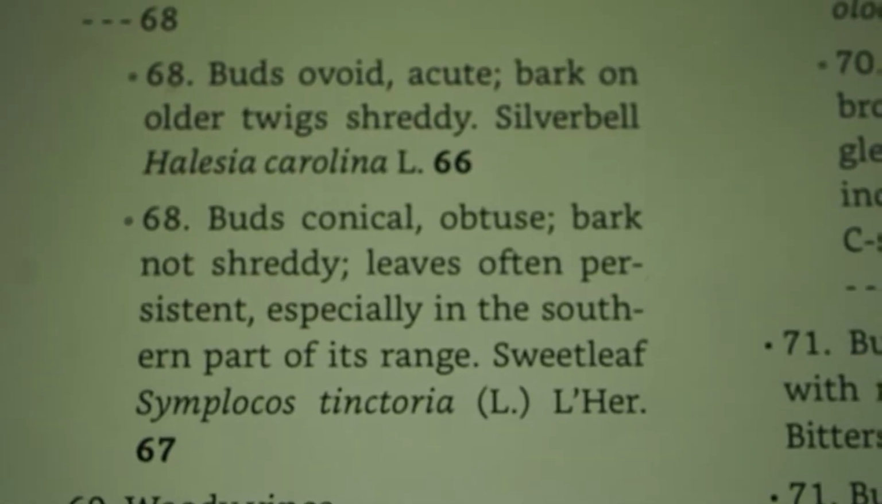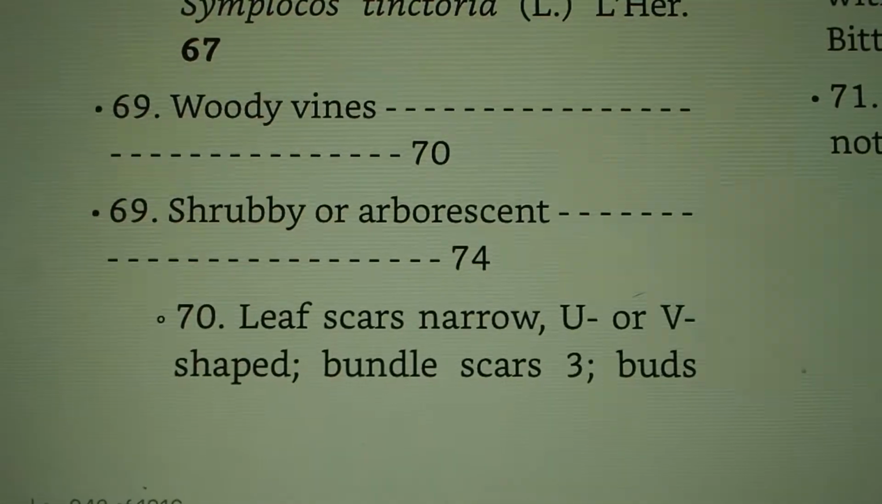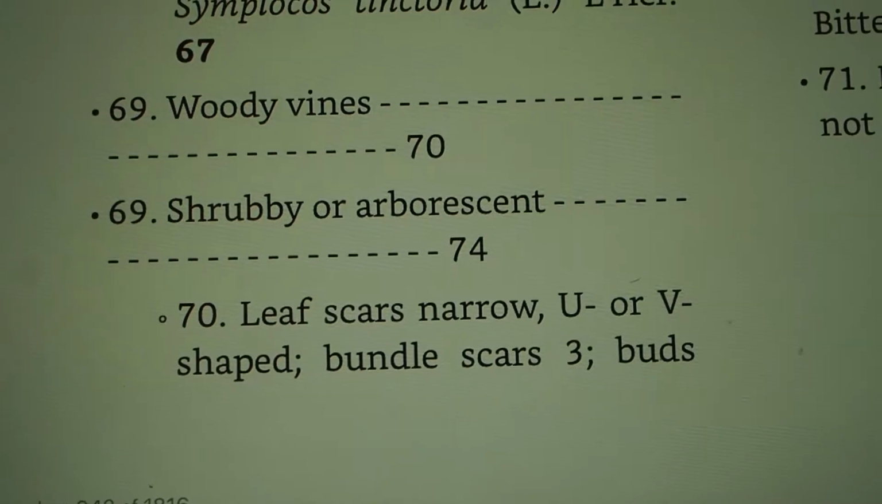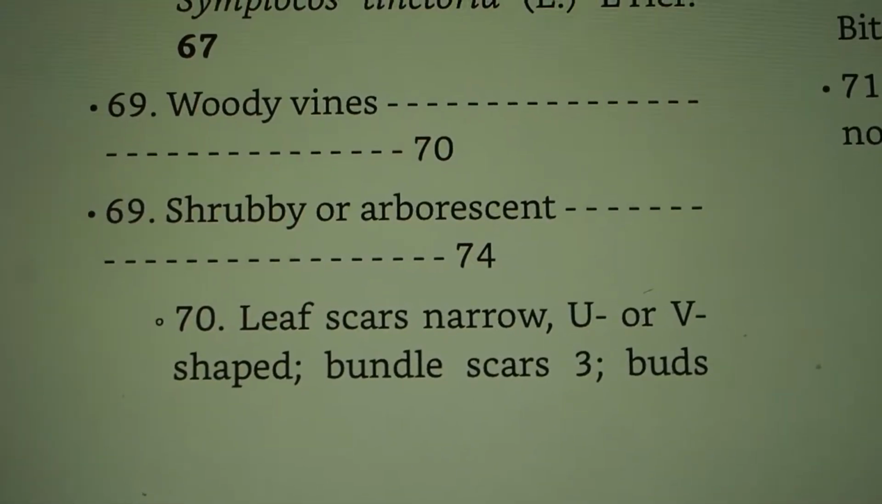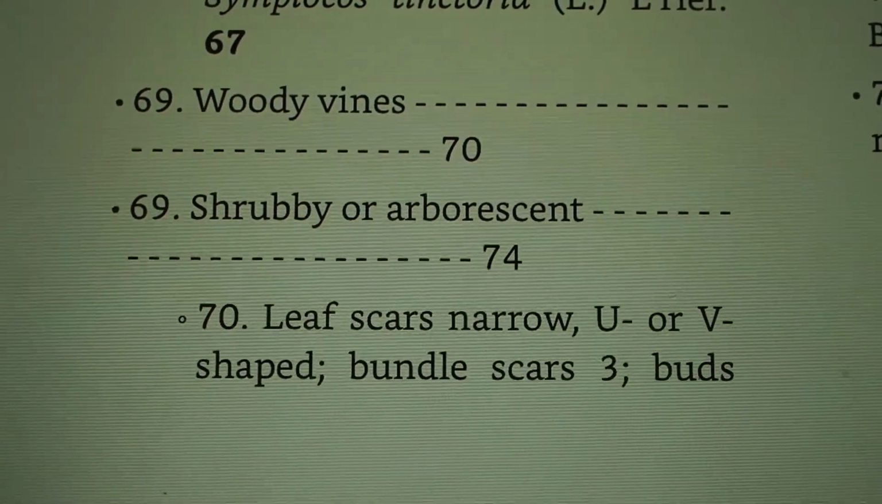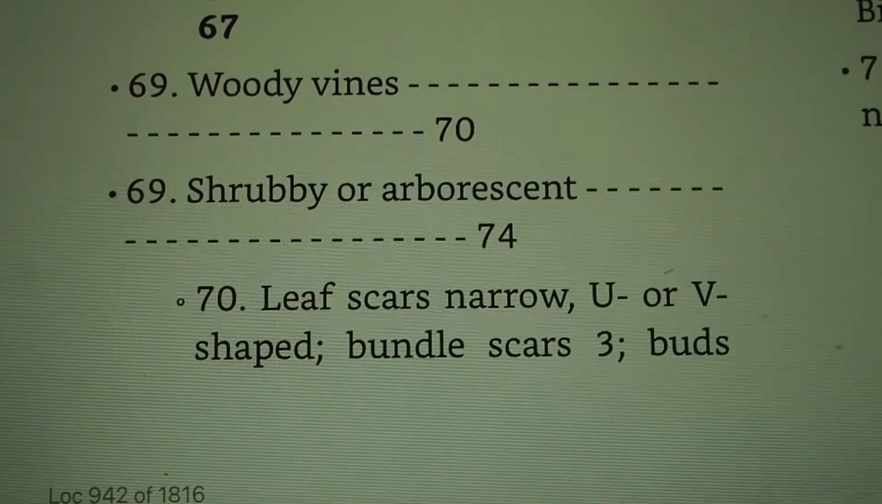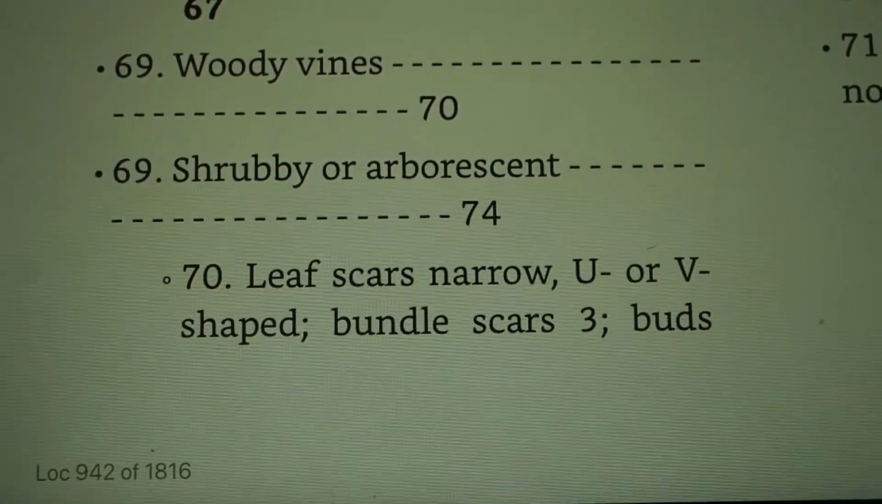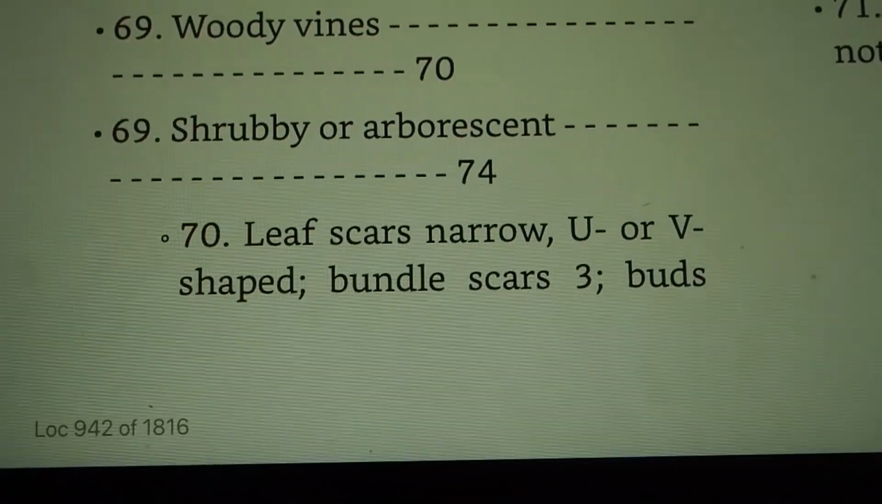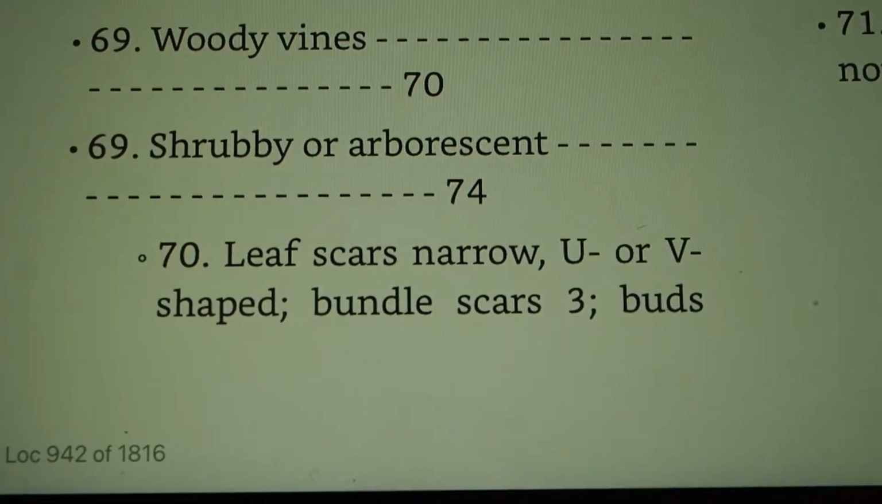So couplet 69 asks about the growth form of the plant. And you can't really tell from just the twig, but you remember when you collected it. This twig and all of the twigs in our twig set are all arborescent. They're all trees. No vines, no shrubs. In which case we go to couplet number 74.